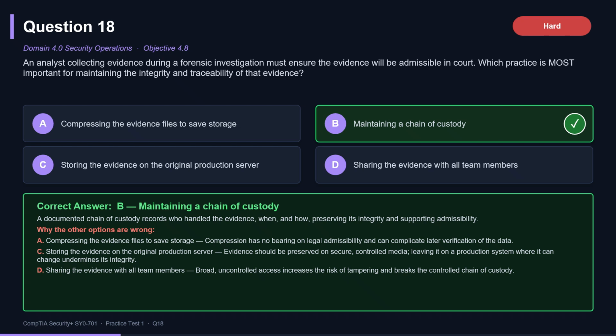Now, why the other options are wrong. Compressing the evidence files to save storage is incorrect. Compression has no bearing on legal admissibility and can complicate later verification of the data. Storing the evidence on the original production server is incorrect. Evidence should be preserved on secure, controlled media. Leaving it on a production system where it can change undermines its integrity. Sharing the evidence with all team members is incorrect. Broad, uncontrolled access increases the risk of tampering and breaks the controlled chain of custody.